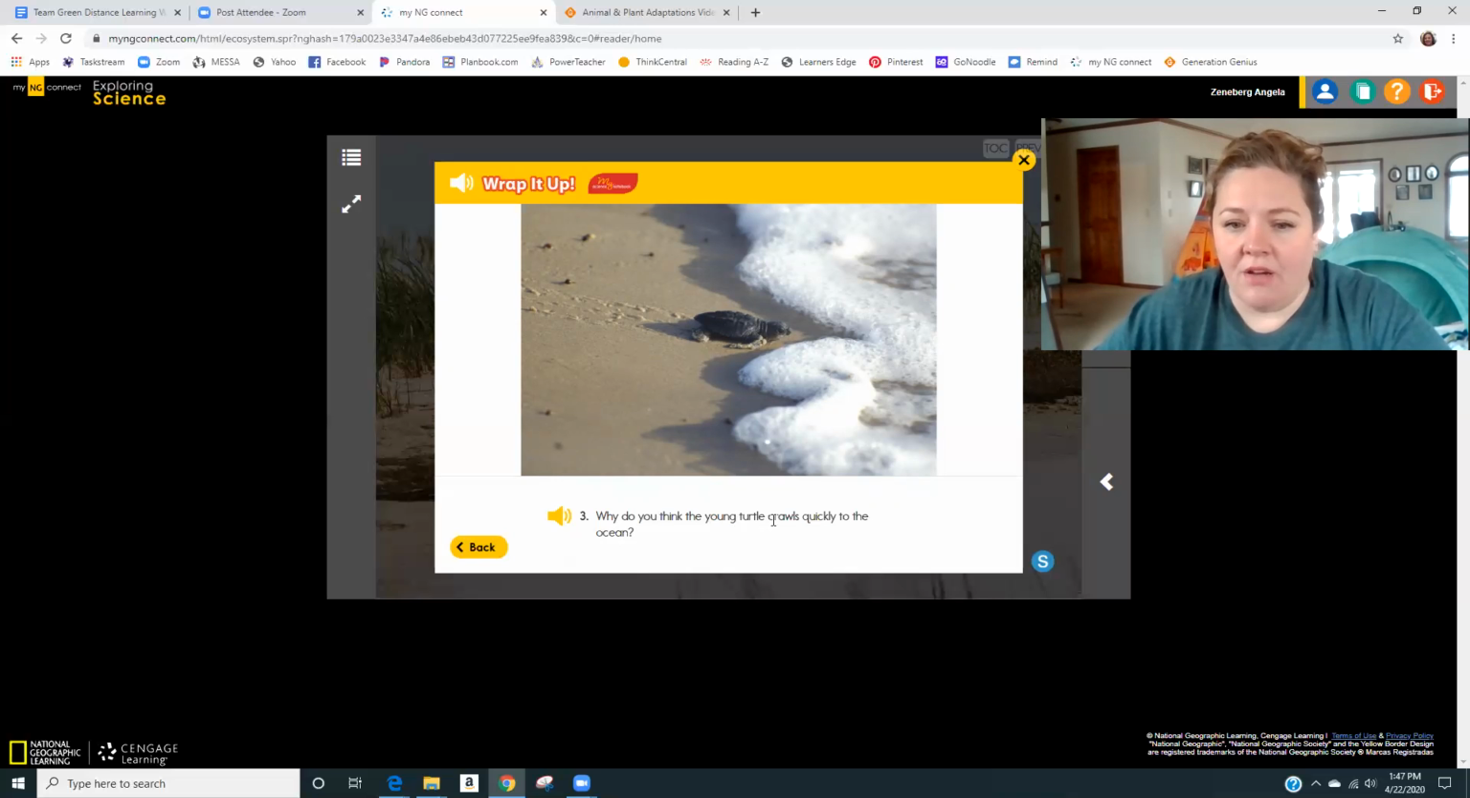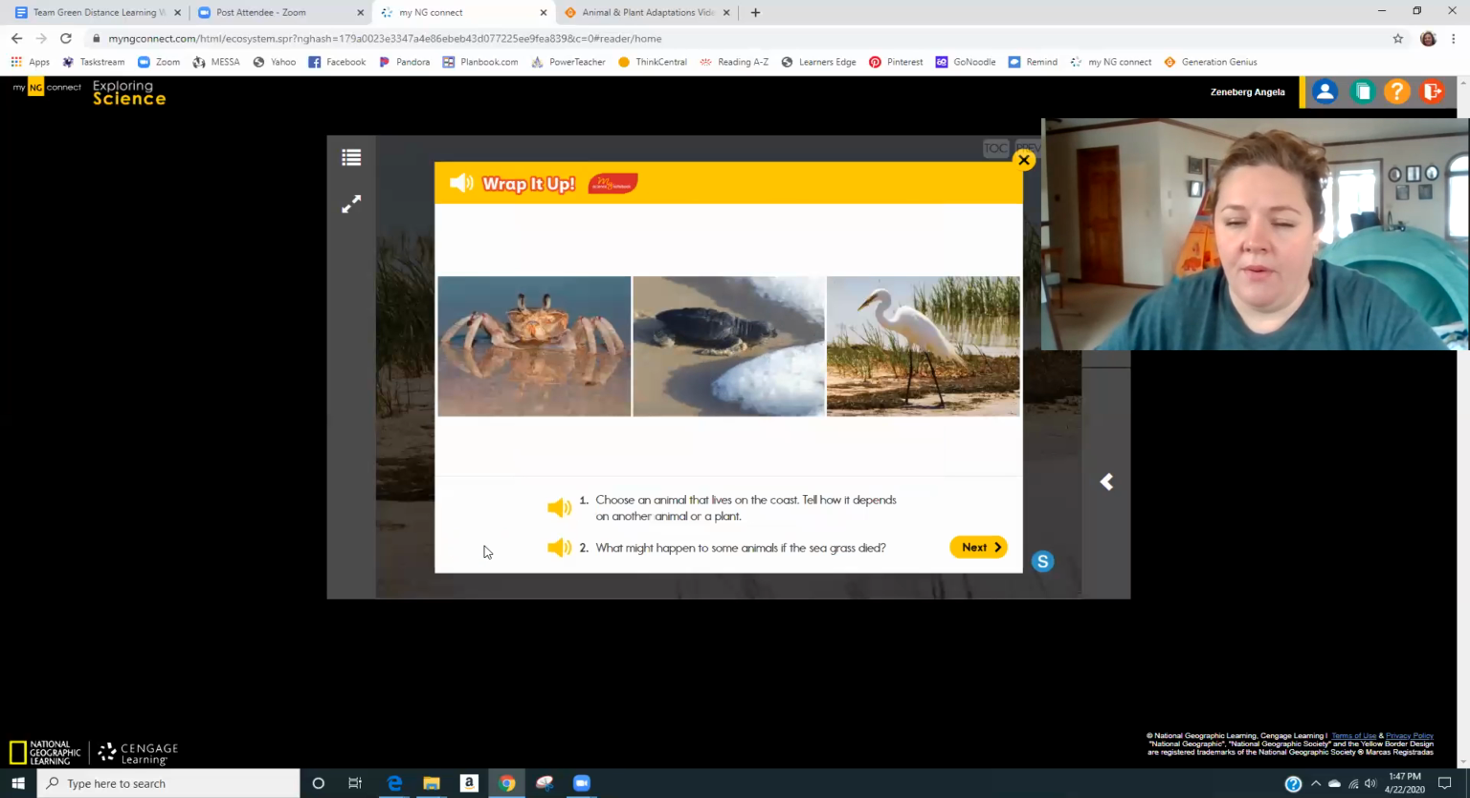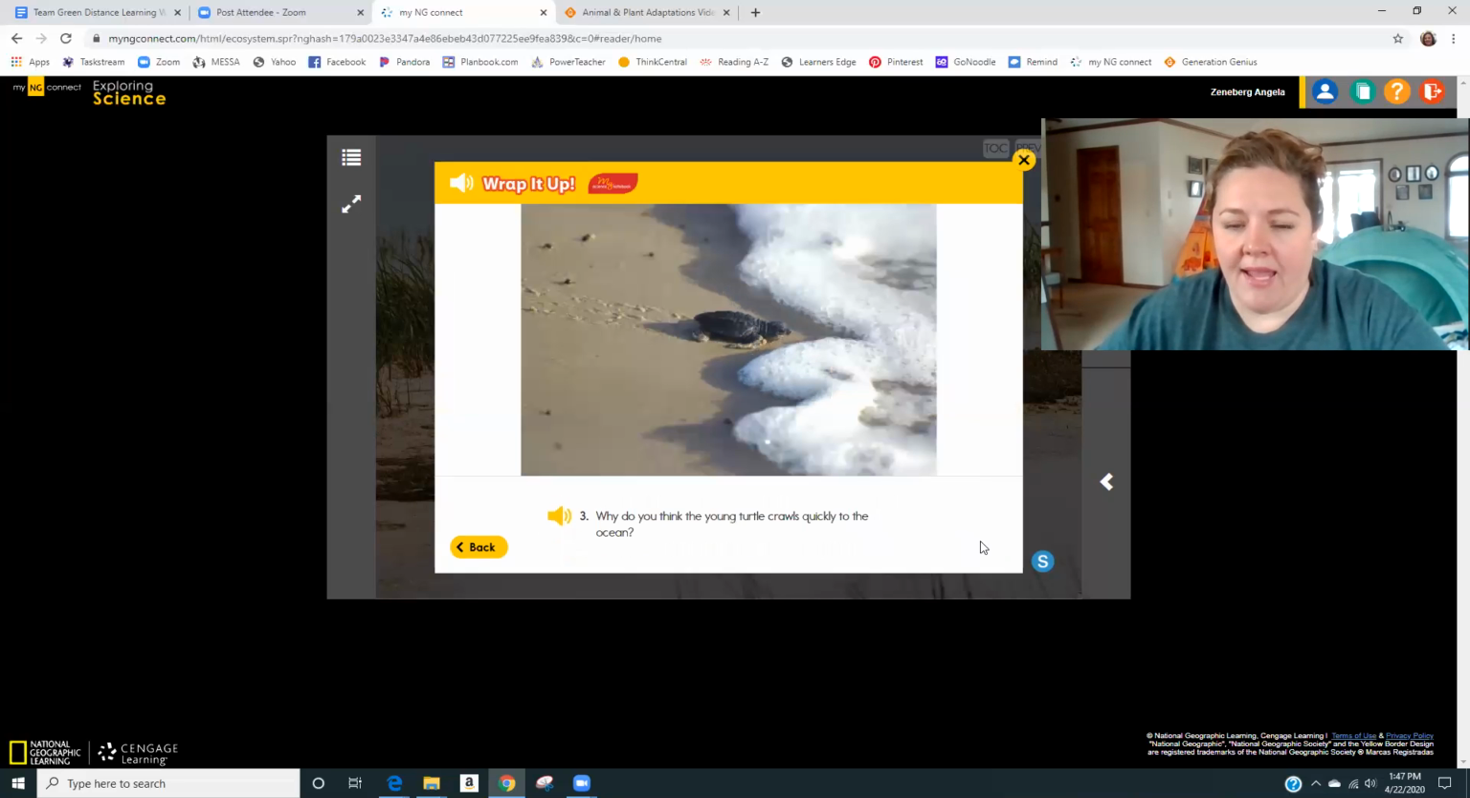Why do you think the young turtle crawls quickly into the ocean after it hatches? I'll give you a little clue. One of these animals in there depends on that little turtle for survival. Why is he rushing back to the ocean? He or she, I guess I don't know if it's a girl. Why is that little turtle rushing back to the ocean?